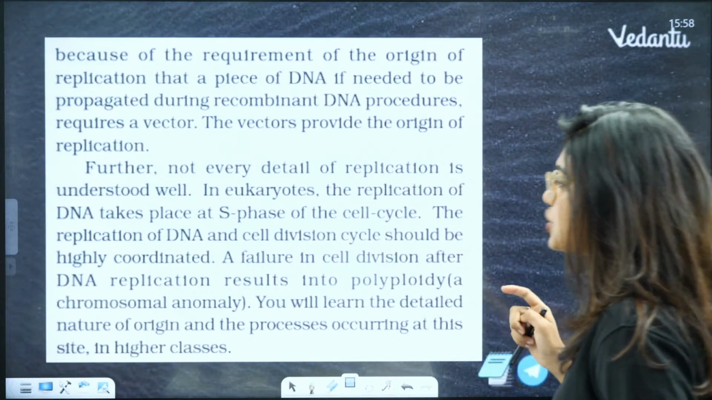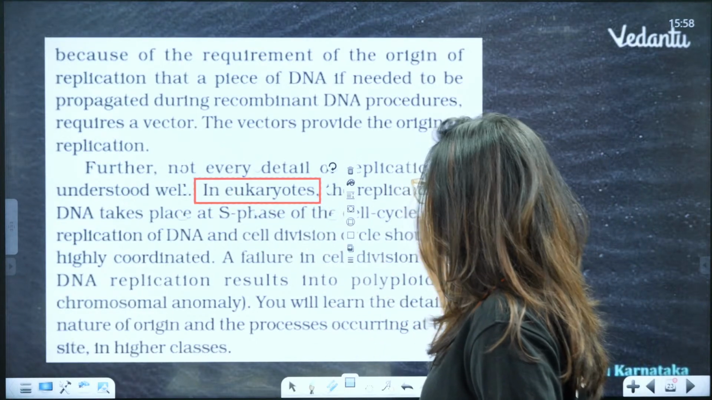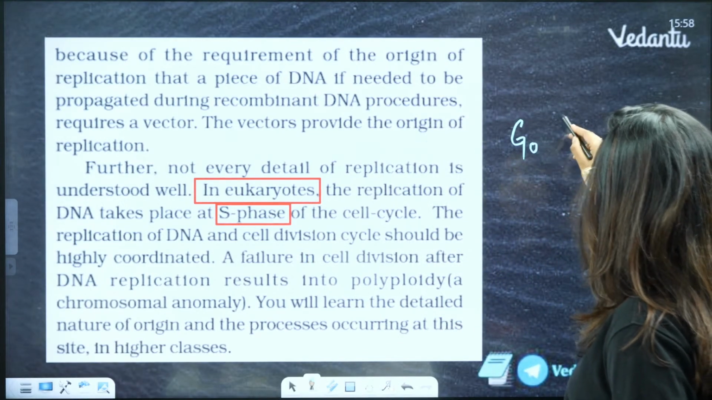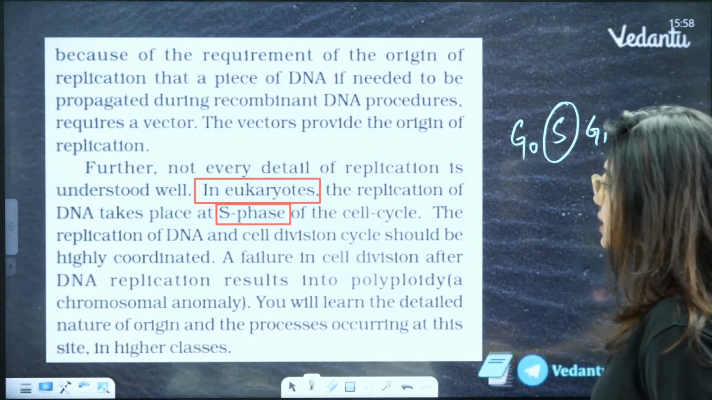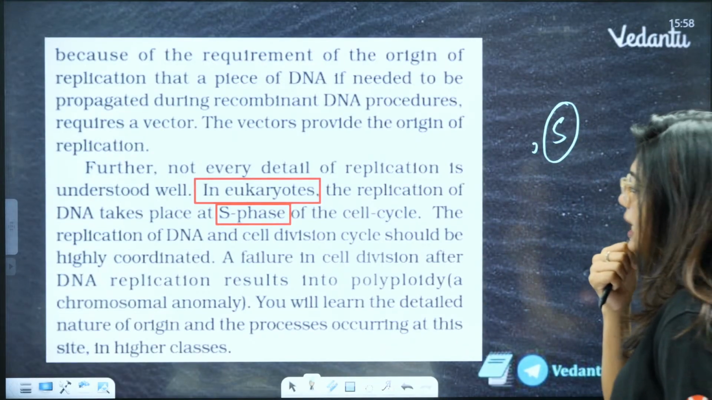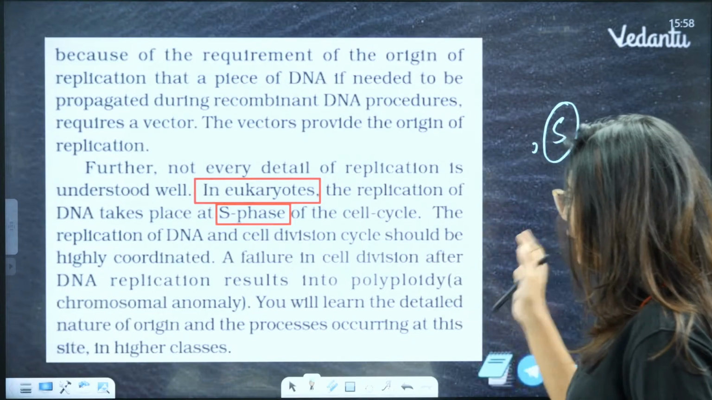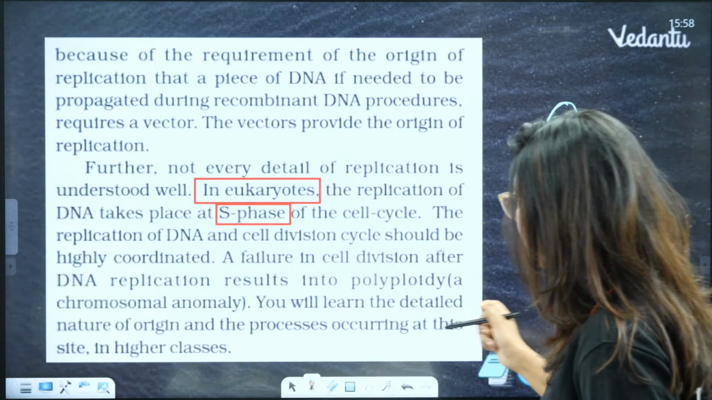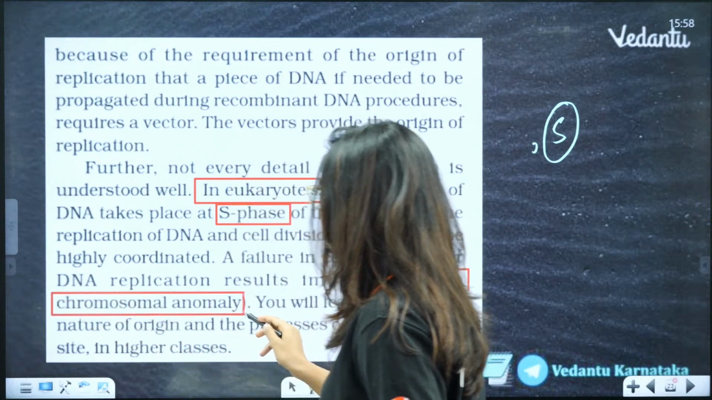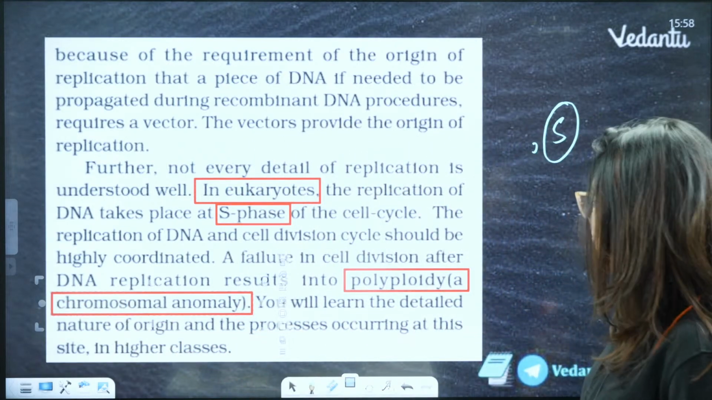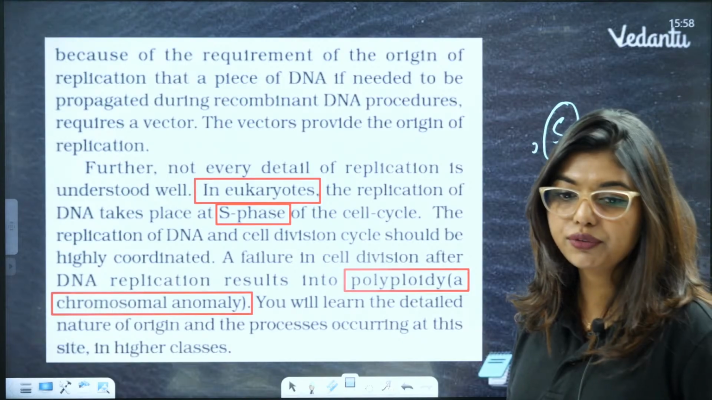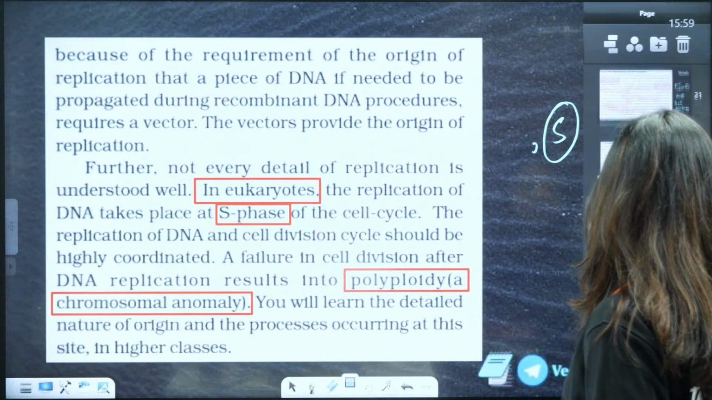Furthermore, not every detail of replication is understood well. In eukaryotes, the replication of DNA takes place at the S phase, okay. You have already gone through the G phase, S phase, G1 phase, right? So they are telling that it happens at the S phase. Now the replication of DNA and the cell division cycle should be highly coordinated. A failure in cell division after DNA replication results in polyploidy, that is a chromosome anomaly, okay. This you will study in Principles of Inheritance. Basava sir will teach you more about polyploidy. You will learn the detailed nature and process in the higher classes. Clear? Yes or no? I hope this is clear to all of you. Just let me know in the chat if it is clear.